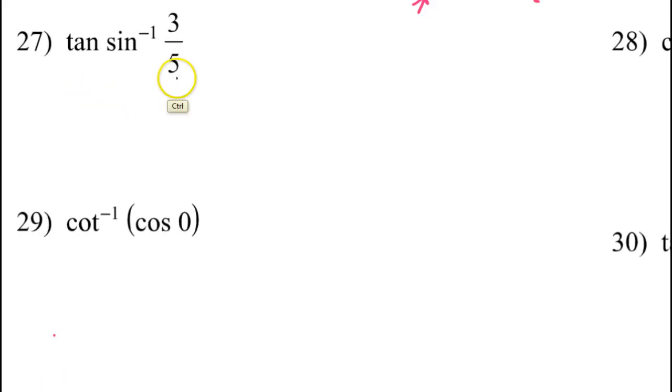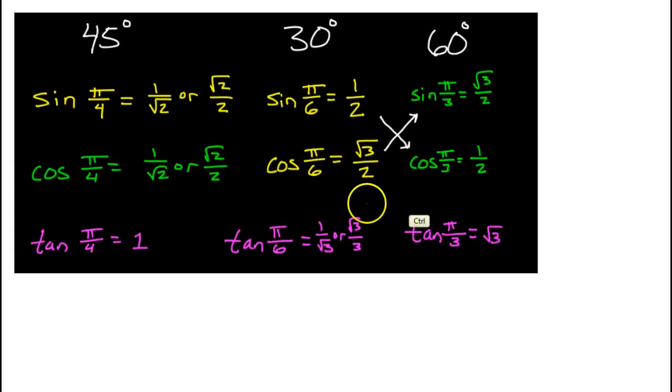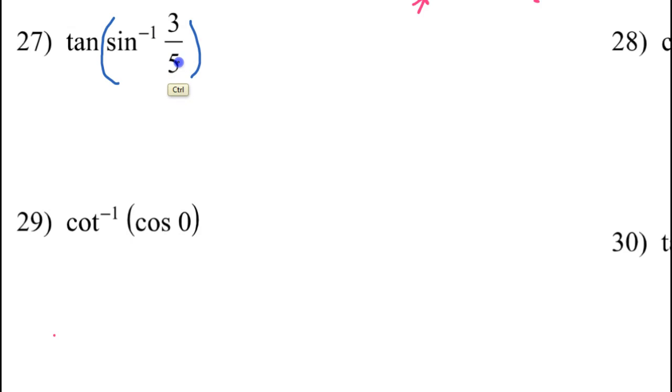Okay, problem number 27 is a little bit different. Because I'm taking the tangent of another inverse trig function. All right, which is fine because an inverse trig function is an angle. This is the angle whose sine is 3/5. Now, I am not going to figure out what that angle is because 3/5 is not one of the values that I have memorized. But the good news is I don't need to find out what this angle is to find the tangent of it.